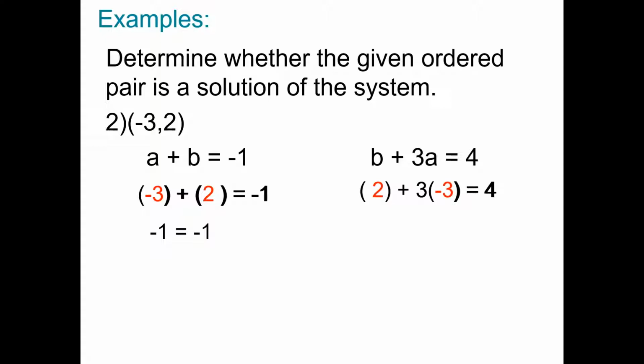Negative 3 times 3 gives me negative 9. 2 minus 9 is negative 7. Well, negative 7 is not 4. So this is absurd, and that means that this is not a solution to that equation. That means that (-3, 2) is not a solution to the system. If either equation fails with the point, the system is not solved by that point.